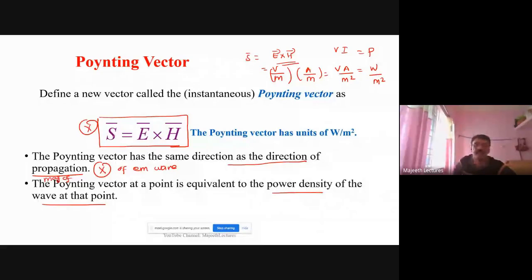Since S is a vector, it has both magnitude and direction. Why is the magnitude talking about power density? You see, population density is population per area. Power density must be power per area. You know, meter square is area, this is power. So power per area is power density. So the magnitude of the pointing vector at any point is equivalent to the power density of the wave at that point. Now we will see how the direction of pointing vector gives the direction of propagation.